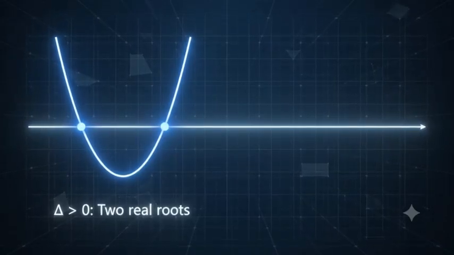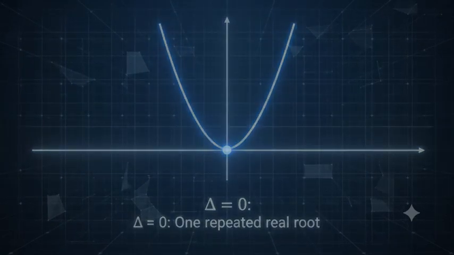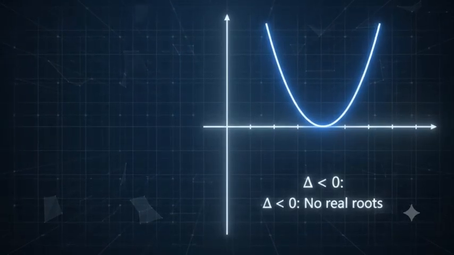If the discriminant is positive, there are two distinct real roots. If it equals 0, there is one repeated real root. If it is negative, there are no real roots.